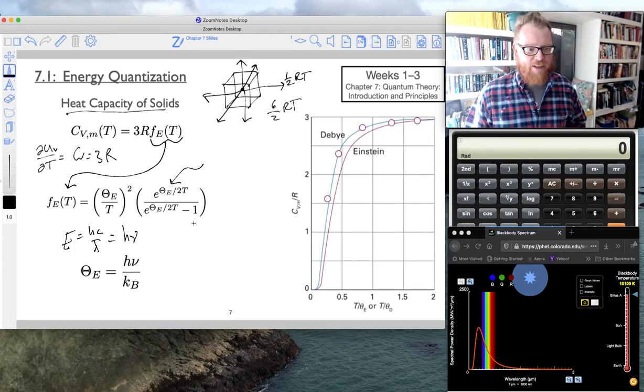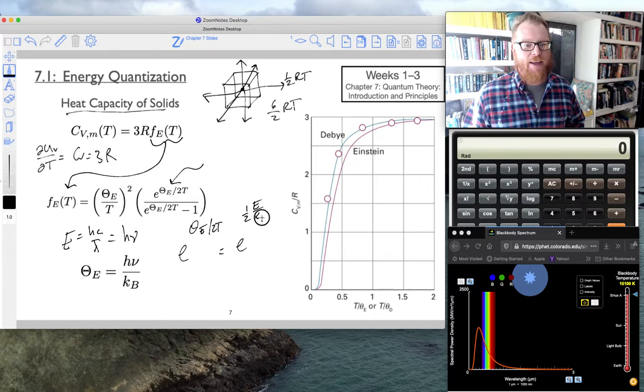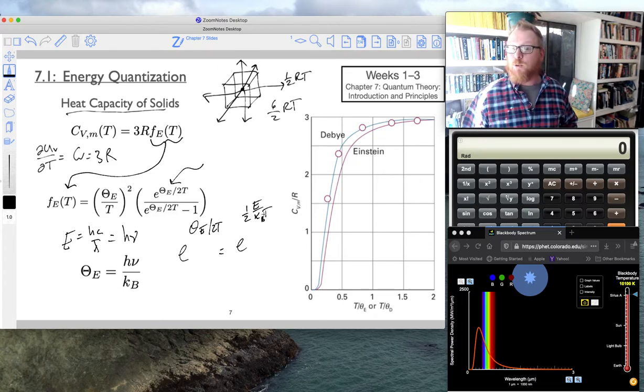So when I look at this exponential here, this e to the theta E divided by 2T, check it out. We recognize that h nu is energy. Okay? So look, this just becomes e to the 1/2 energy divided by k Boltzmann T, which is kind of cool.